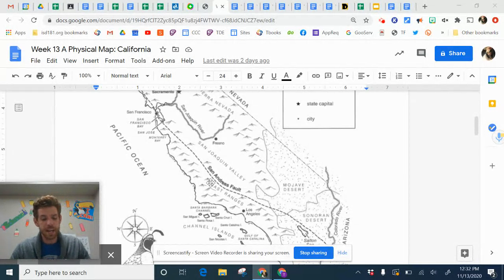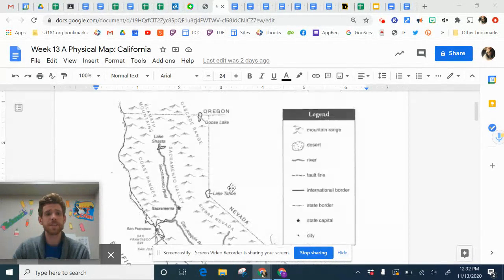So the San Andreas Fault is a long crack that extends more than 800 miles. That's 1,287 kilometers from off the coast of northwestern California to the southeastern part of the state. The movement of land underneath causes small and sometimes larger earthquakes. Earthquakes are sudden, violent shaking of the earth caused by the shifting of the earth's crust. So that is the San Andreas Fault.